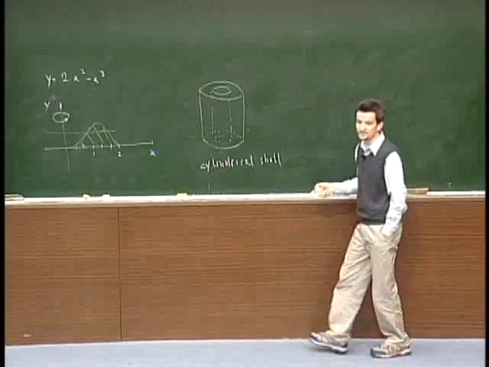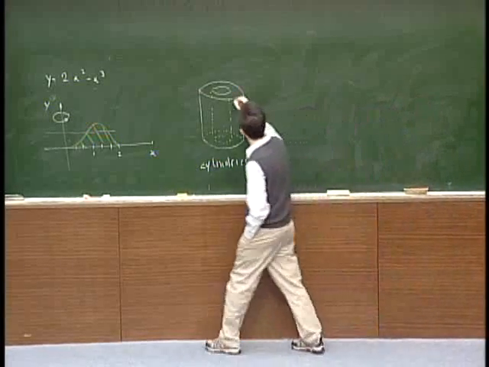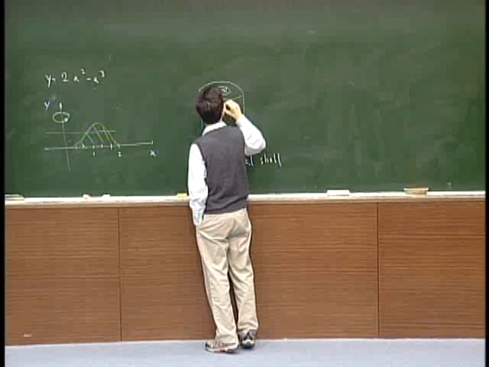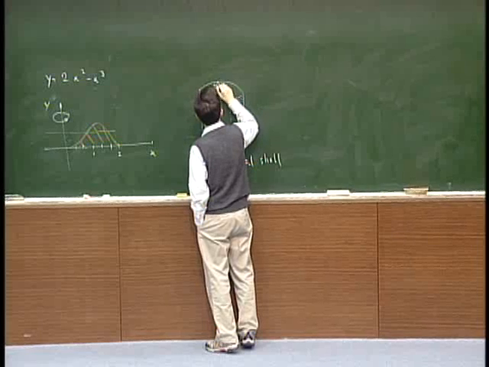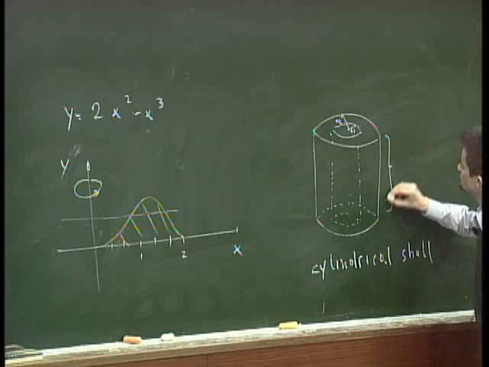And we use this kind of object to compute the volume. Now here you have two radii. The first one is R1, the second one is R2. Let's say the height is equal to h.